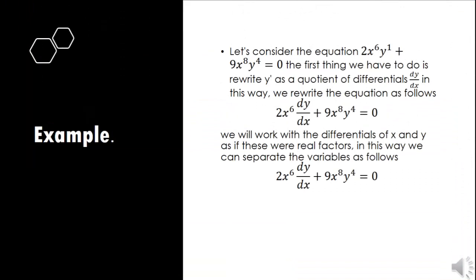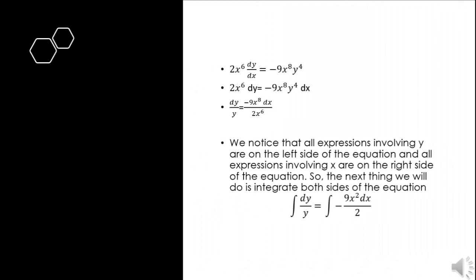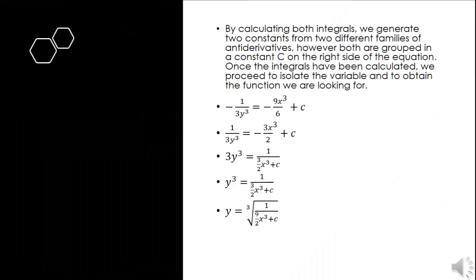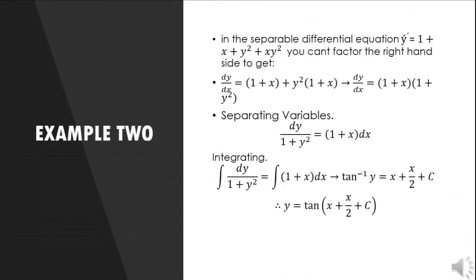This type of equation is characterized in that we can separate the variables, that is, we can leave all the expressions that involve one variable on one side of the equation and all the expressions that involve the other variable on the other side of the equation. So we will say that a differential equation is of separable variables if it is expressed in the following way, that is, dy over dx equals g of x multiplied by h of y.